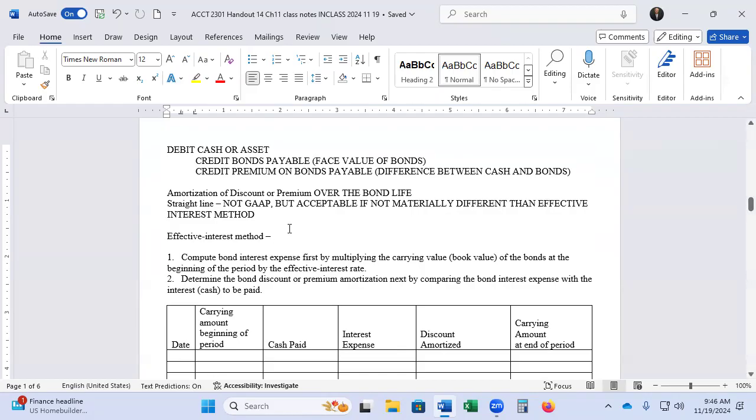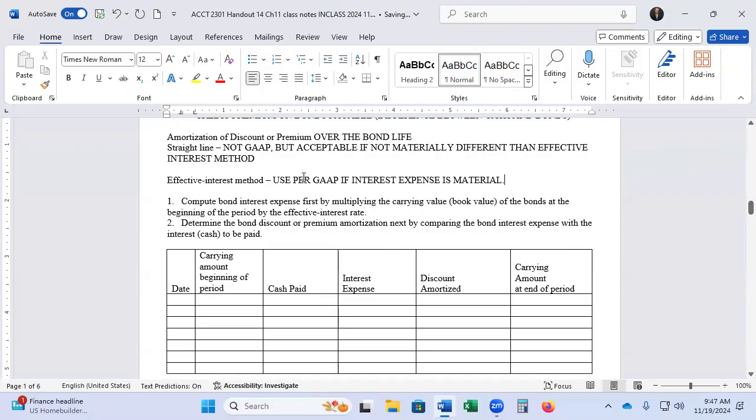Okay, hopefully that's enough time for everybody to get caught up. And so we have the effective interest method, and we use this per GAAP if interest expense is material. Okay, so steps to use the effective interest method. Now, you guys have done this before. It's nothing sort of new. You're just using bonds now as opposed to having assets.